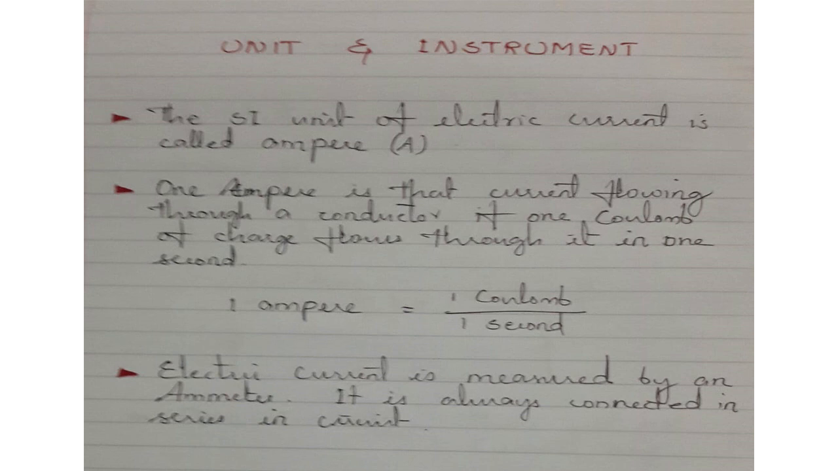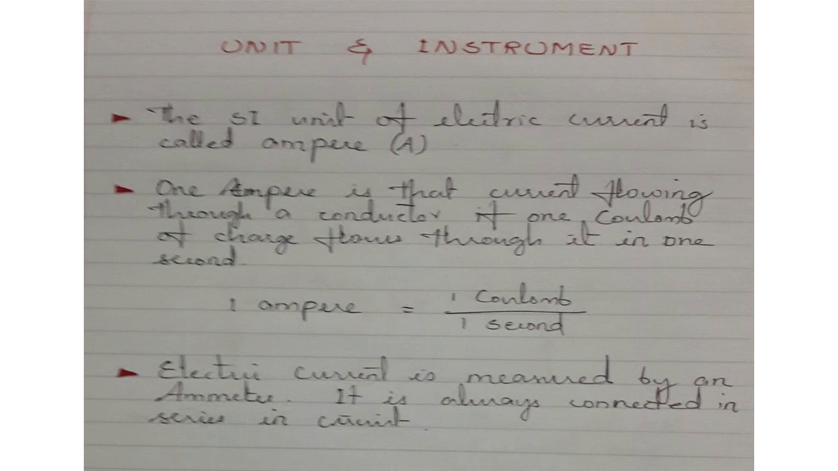And we have to define what is 1 ampere. It's the most important and frequently asked question. So how do we define 1 ampere? We know that 1 ampere is equal to 1 coulomb divided by 1 second. This 1 ampere is the current flowing through a conductor if 1 coulomb of charge flows through it in 1 second. That is, 1 ampere equals 1 coulomb divided by 1 second.